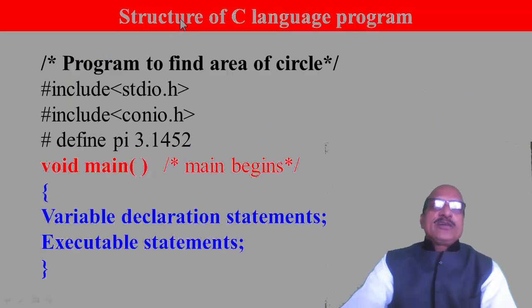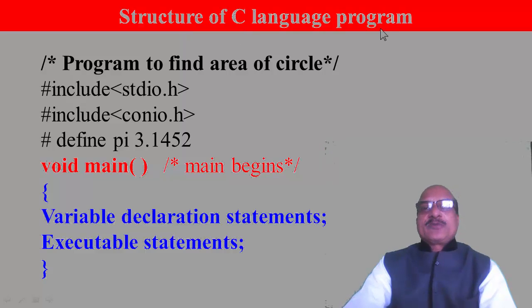Firstly, we see what is the structure of a C language program. It is a structured programming language. So this C language program has a structure. So what is that structure?